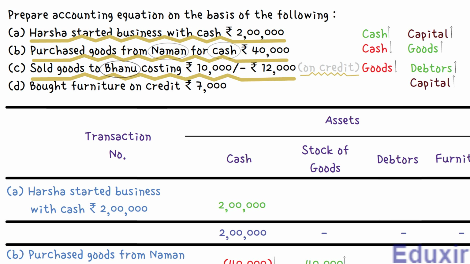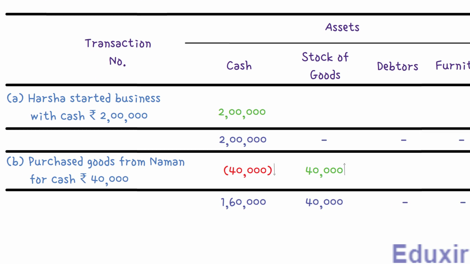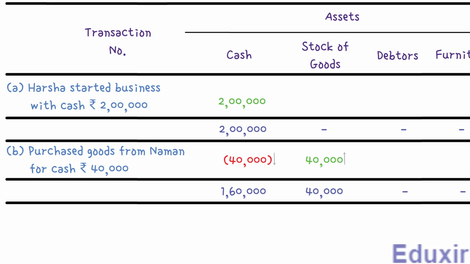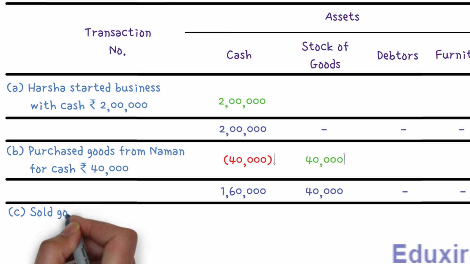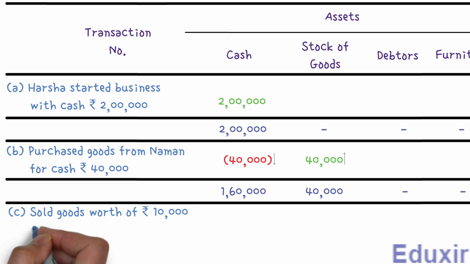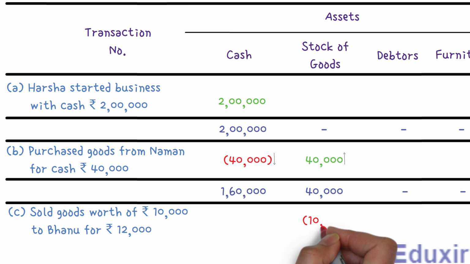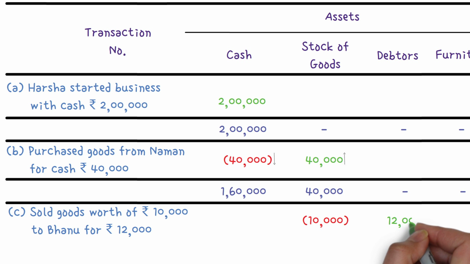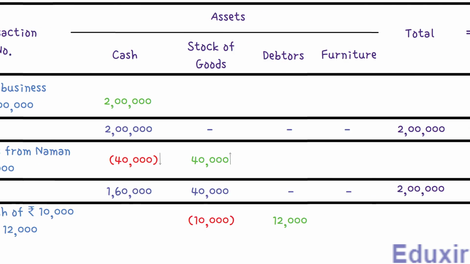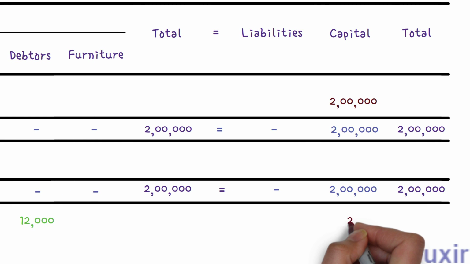With this analysis at our disposal, let us now proceed to record these transactions in the accounting equation table. Let us first write the transaction description as sold goods worth 10,000 rupees to Bhanu for 12,000 rupees. So, after this transaction, the goods available with the business are decreasing by 10,000 rupees. The business now has debtors worth 12,000 rupees. Also, the capital of the business is increased by 2,000 rupees.